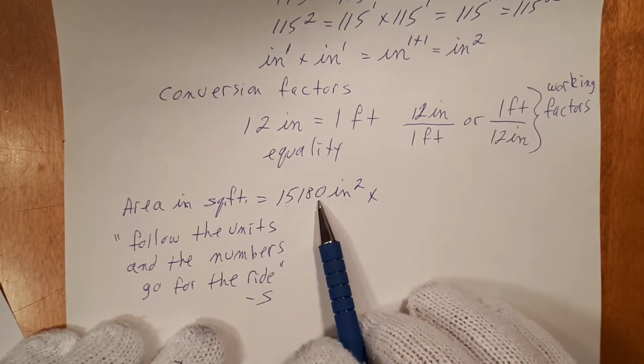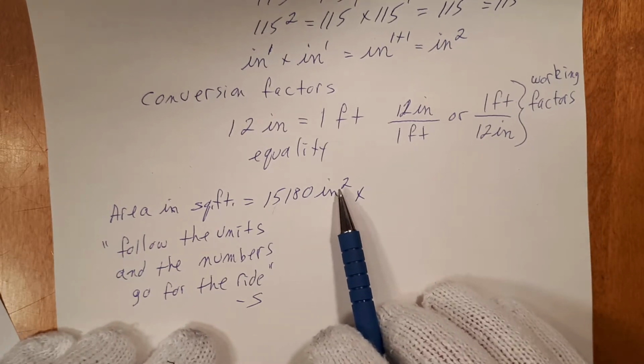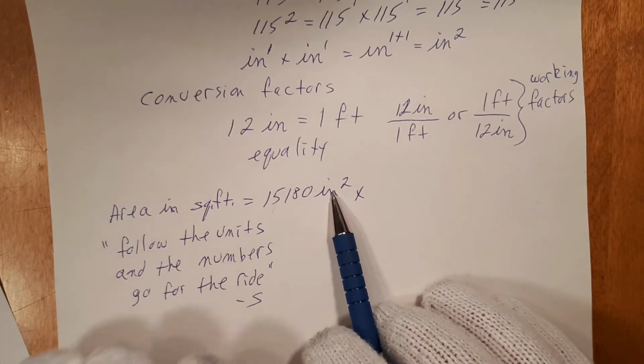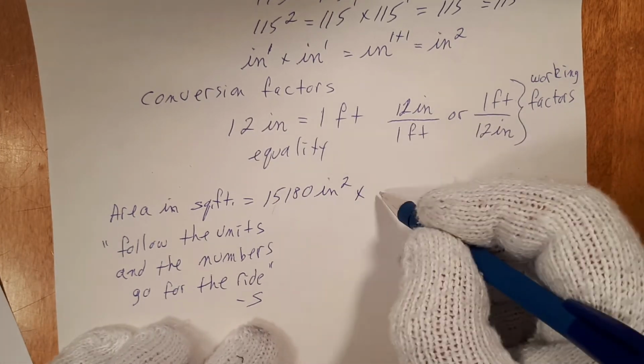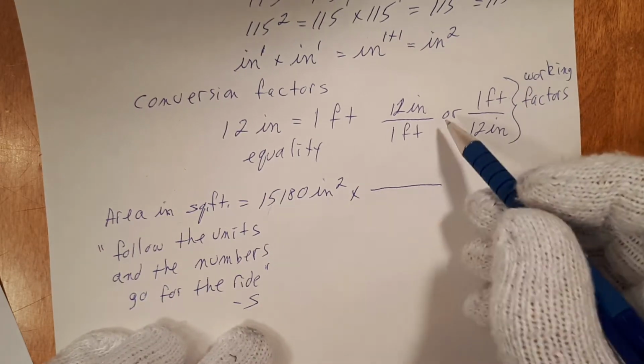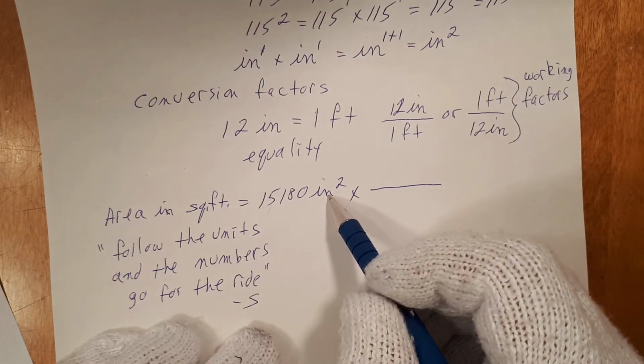Here is a number. We're not too interested in the number when it comes to conversions. We're interested in the units. We want to change inches squared into square feet. Here's our factors. Need to cancel out the inches. Looking at what we have here, inches here is in the denominator, inches here is in the numerator.